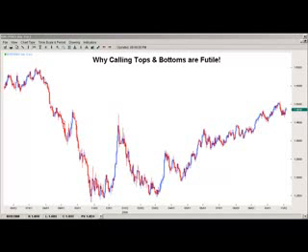Why calling tops and bottoms are just futile. And it's easy to see things when we see a trend unfold. Things look obvious, but the problem is when a trend is forming, you only have part of the chart.